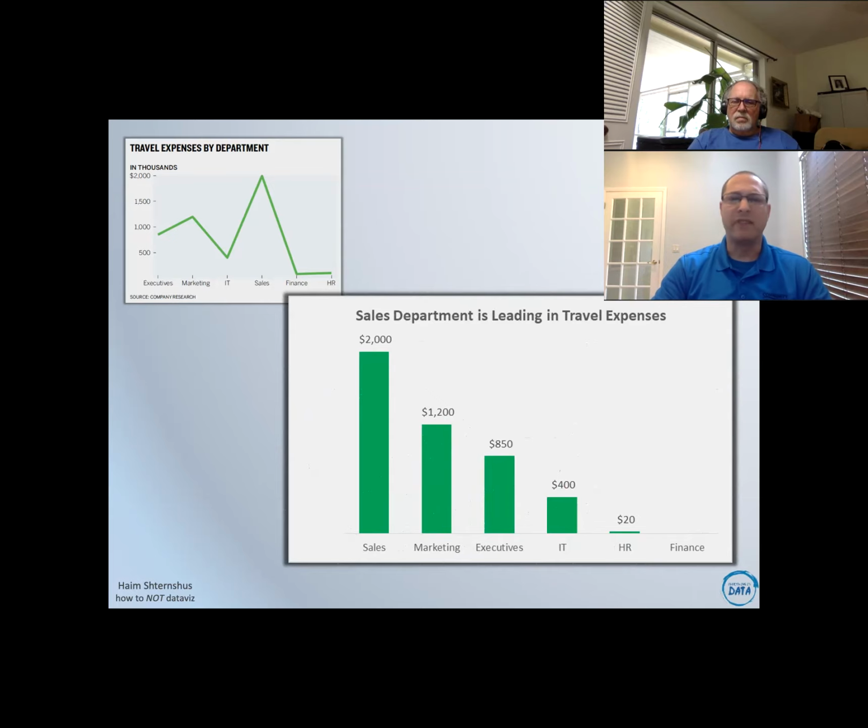Might not make a big difference here when we talk about only 6 departments, but let's say we had 20 departments and we wanted to know which were the top 4 departments to use the travel budget. It will be much, much easier to get that answer if we had them ordered from top to bottom.